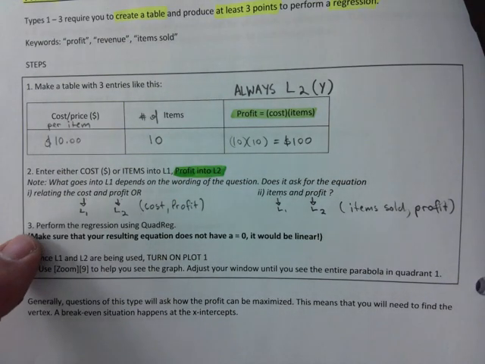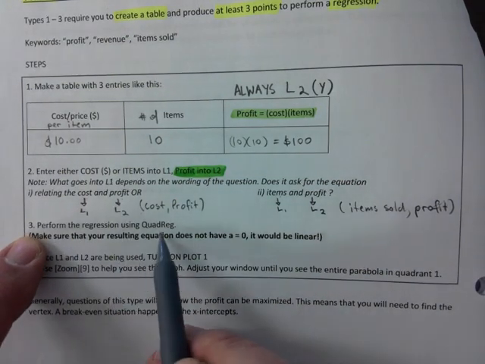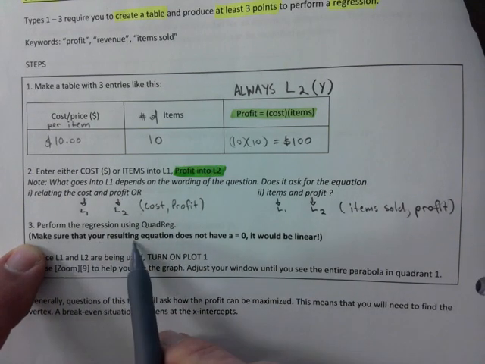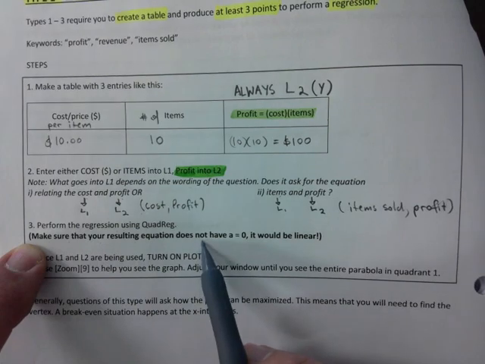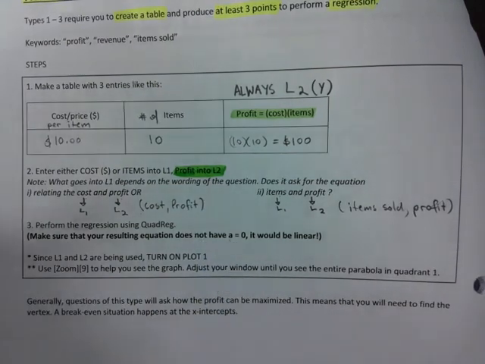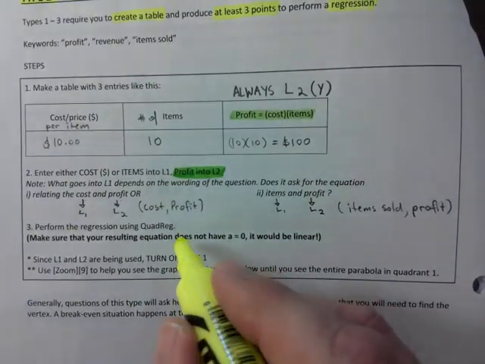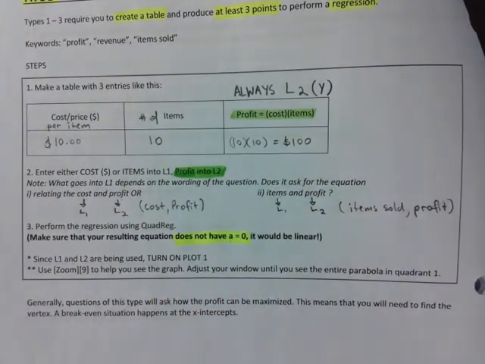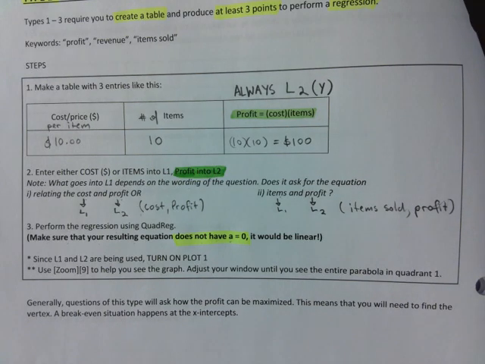And then step number 3 is perform the regression using Quadratic. And this is a big note. Make sure that your resulting equation does not have a equal to 0. Okay, that's very important. You should not have a equal to 0. That would be a linear equation. And why am I saying this, you think? Why am I putting this in the notes?